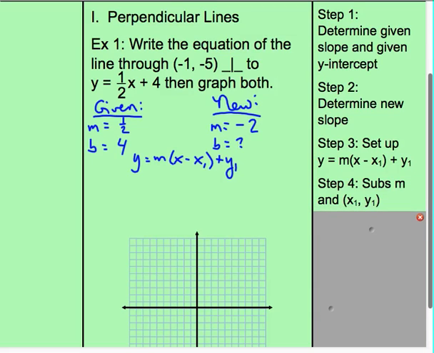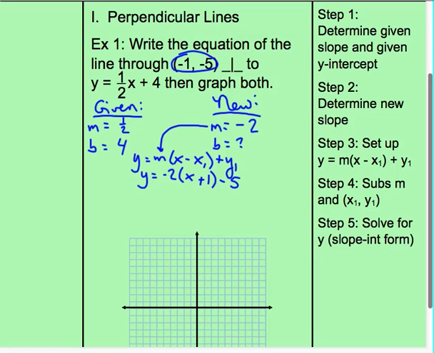Substituting into our equation, we have to take our new slope this time because it is different from the given slope. Using the ordered pair, putting our -1 into the x, it becomes positive. Our -5 stays outside, stays negative. Simplifying for y, distributing my -2, and combining my like terms.